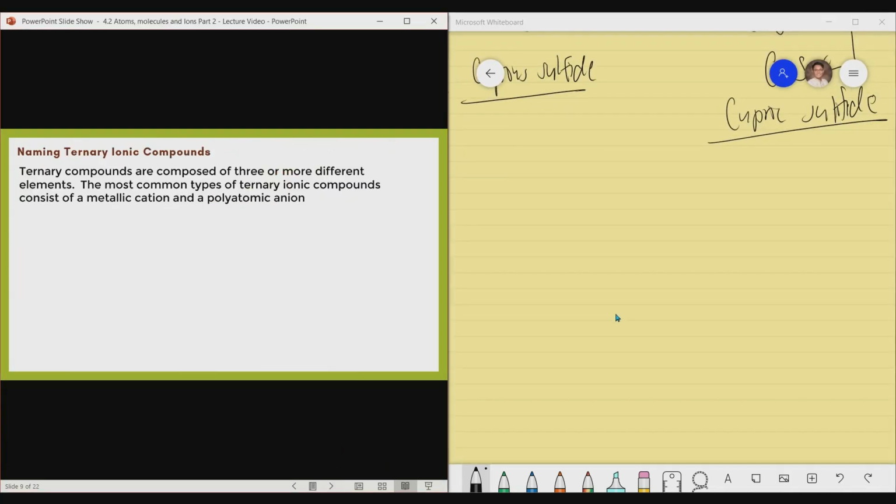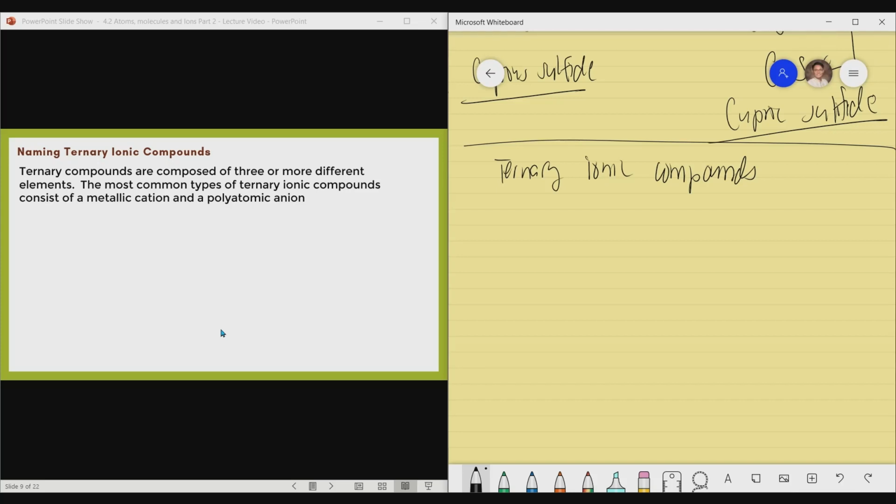Next one. Now, next under the ionic compounds, we have here ternary ionic compounds. Now, what about ternary ionic compounds? Let me explain this one. Ternary compounds are composed of 3 or more different elements. The most common types of ternary ionic compounds consist of the metallic cation and polyatomic ion.